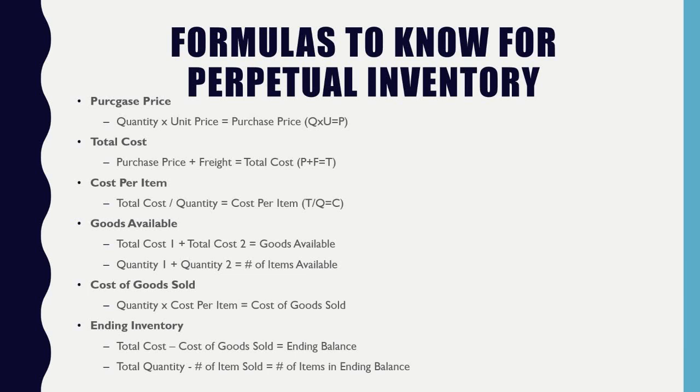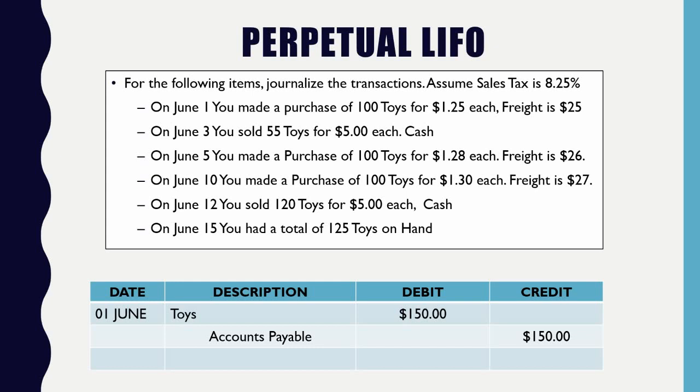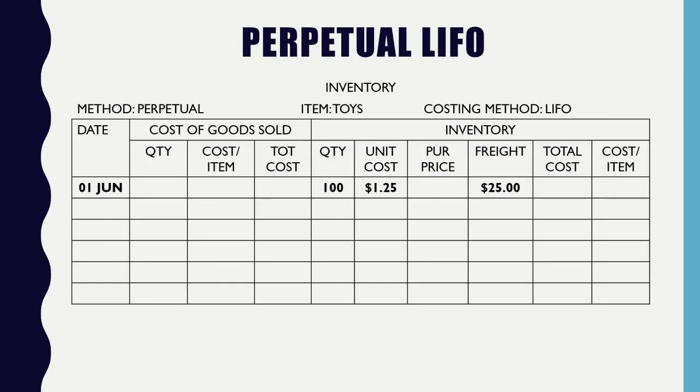Okay, so let's go ahead and take a look at this scenario so we can understand how this one will work. Once again, the formula is all the same in between, just trying to solve and fill out the table. So here, on June 1st, we purchased a total of 100 toys at $1.25 with a freight of $25. We journalize it like this, and we plug it into our inventory worksheet just exactly how we saw before, where we skip the first section, which is the cost of goods sold, and we place it right in the middle where it says purchases.